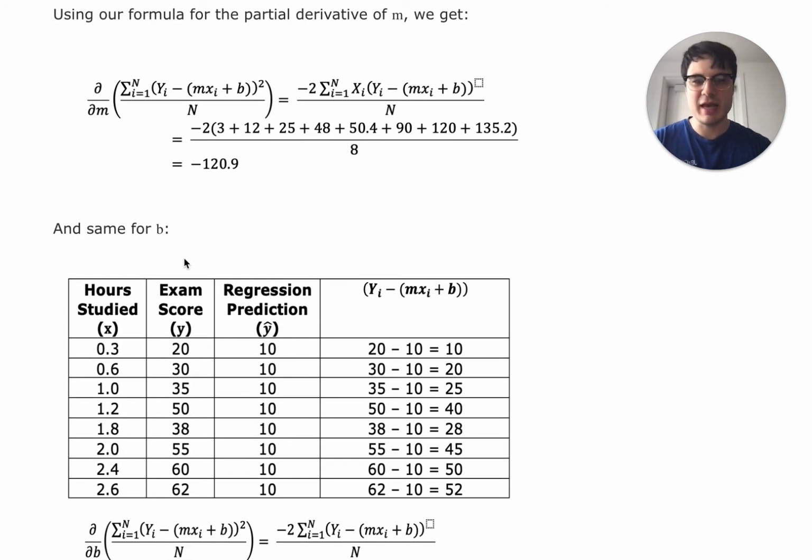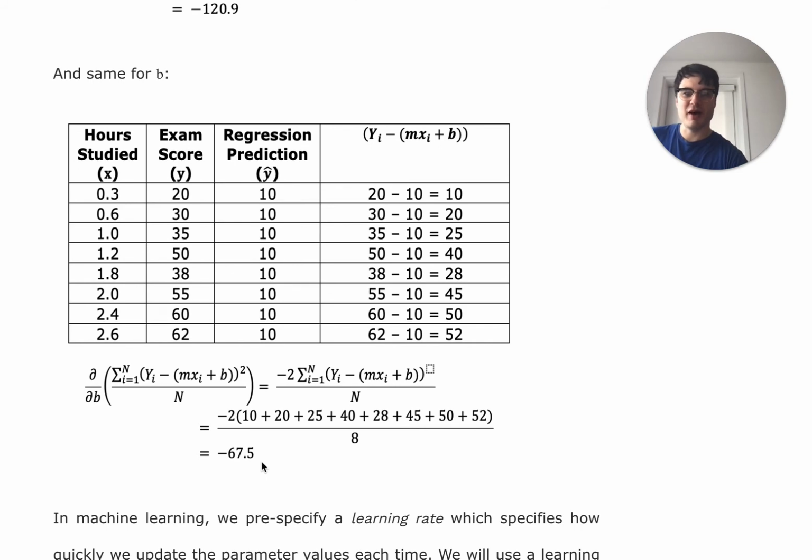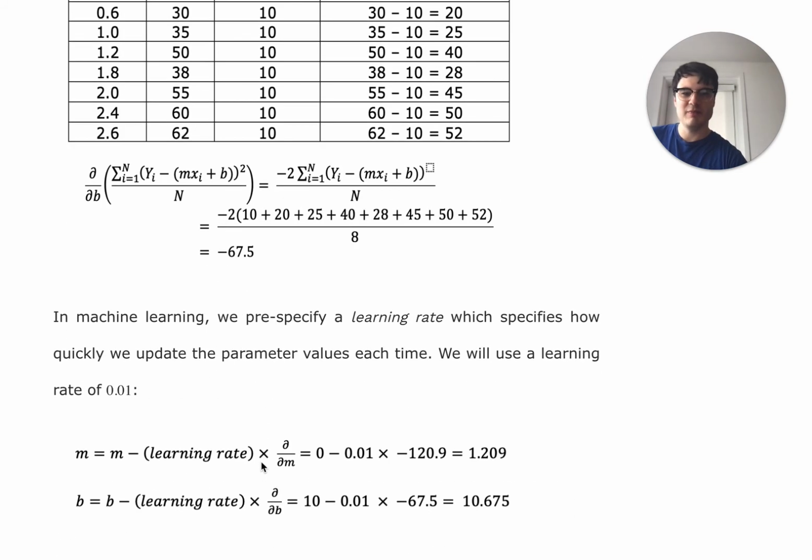If we do the same process for b, taking the inside of that summation for the partial derivative with respect to b, calculating that for each data point, and filling in the rest of the equation, we can get the partial derivative with respect to b. So we have negative 120.9 for the partial derivative of the loss function with respect to m, and negative 67.5 for the partial derivative of the loss function with respect to b.